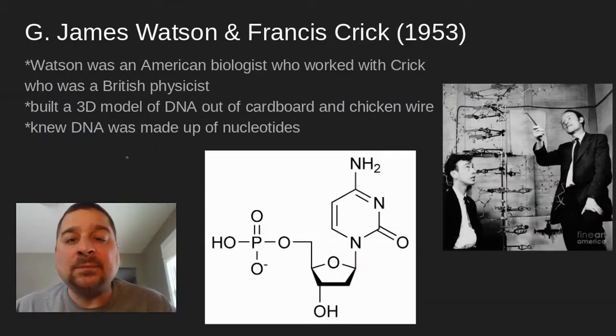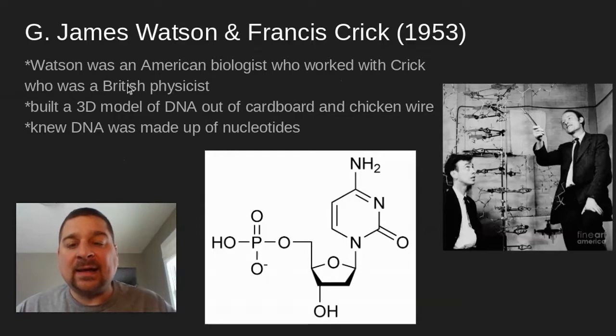James Watson was an American biologist who went over to England to work with Francis Crick at the universities over there, who was a British physicist. As they began working, they began talking, and this idea of DNA really began to fascinate them. There were several people in the mid 1900s that were really working to figure this out.